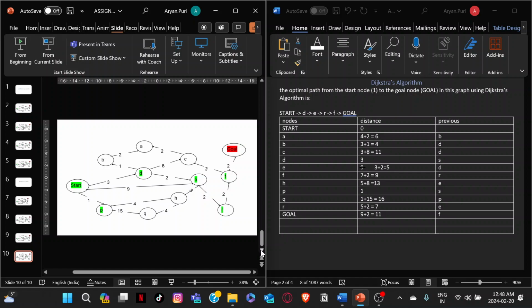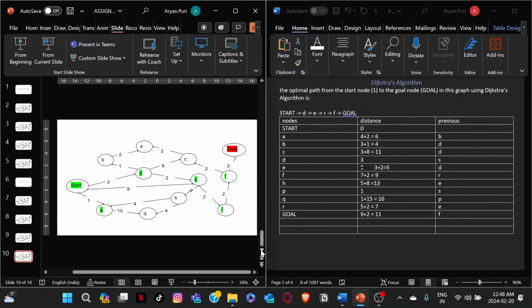Now, after the table is complete, for each node, we can find the shortest path by backtracking. We will start with the goal node and look for the previous node of it. If it is F node, now move to the F node and look for its previous node. It's R node. Now go to the R node and we see E is the previous node.